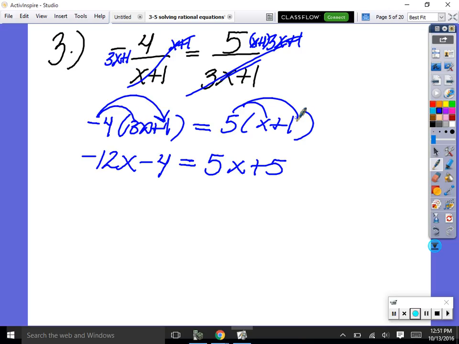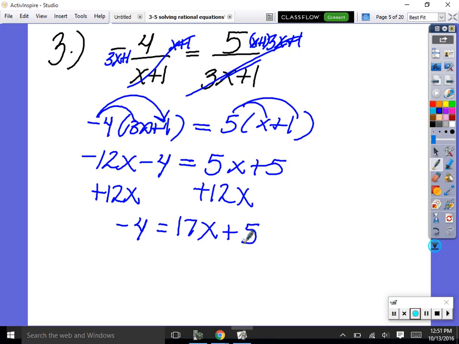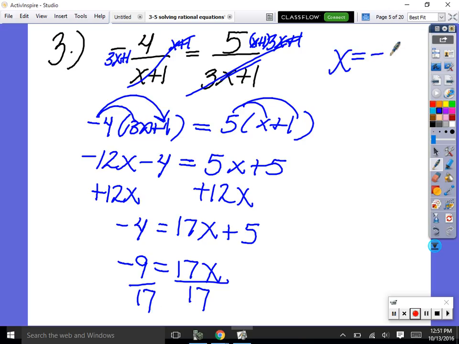So now getting the x's alone or together when we add 12x. So we have negative 4 is equal to 17 x's. Then we have plus 5. So we subtract 5, right? Negative 9 is equal to 17x. Divide by 17. So x is equal to negative 9 over 17.